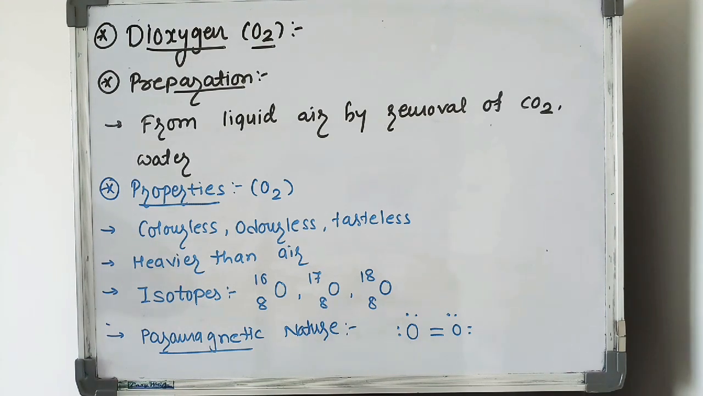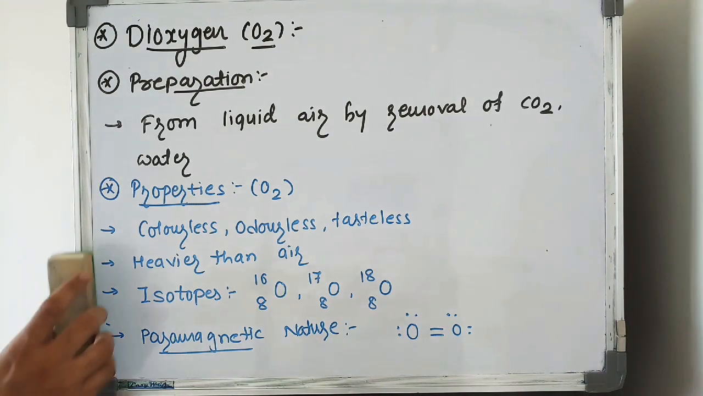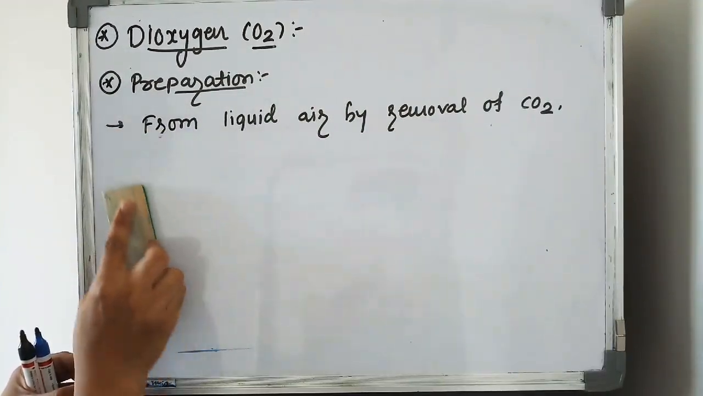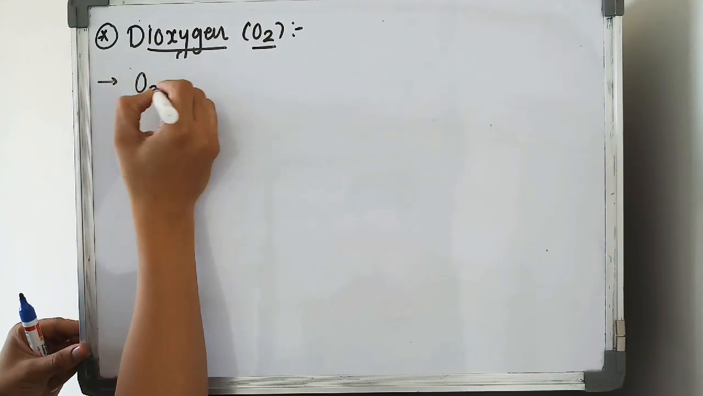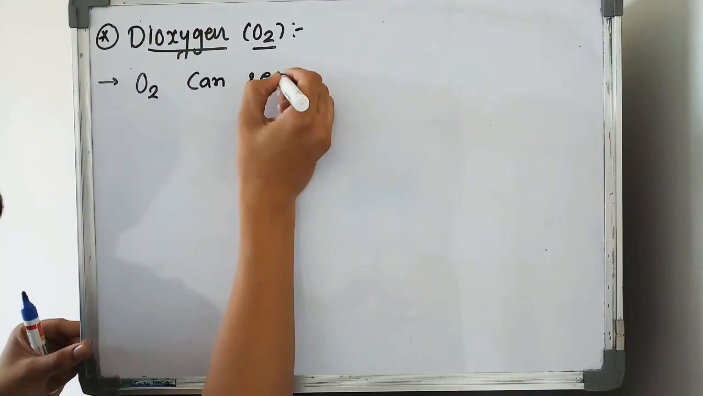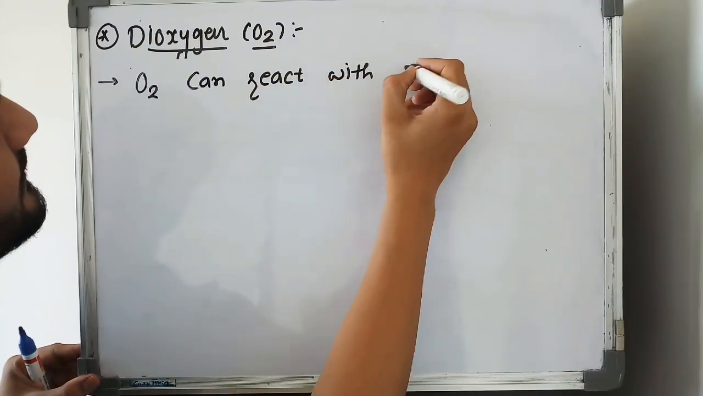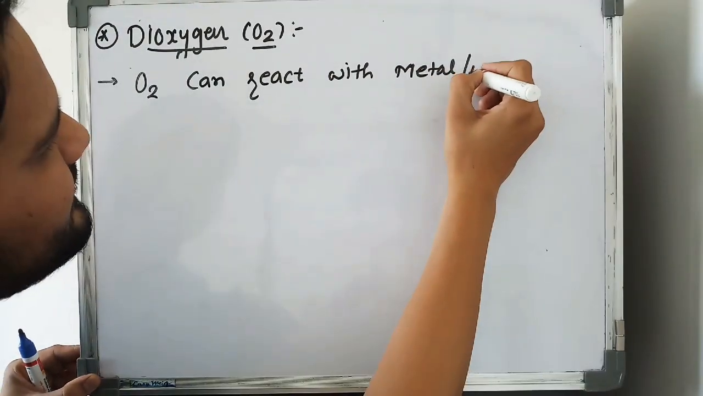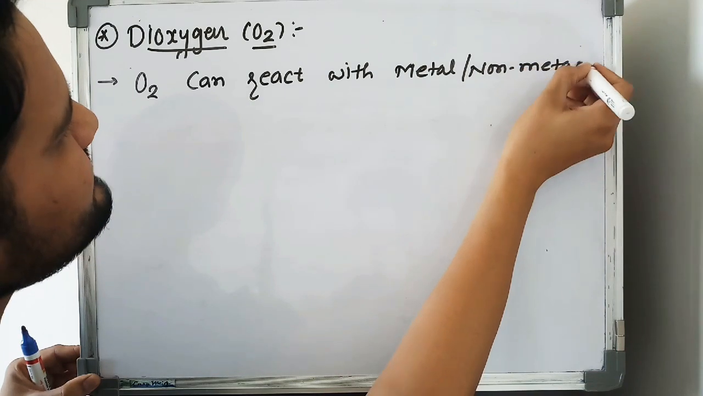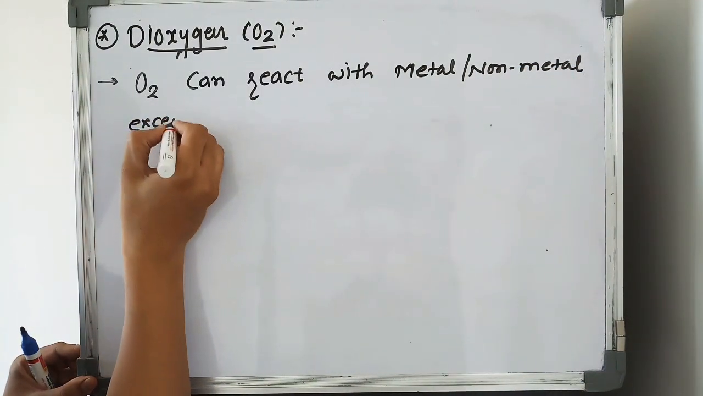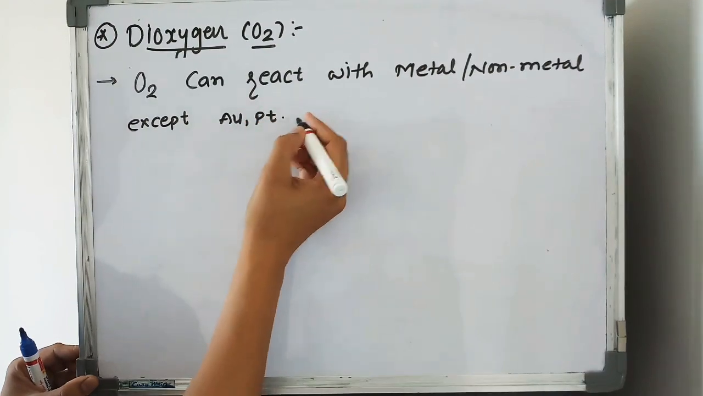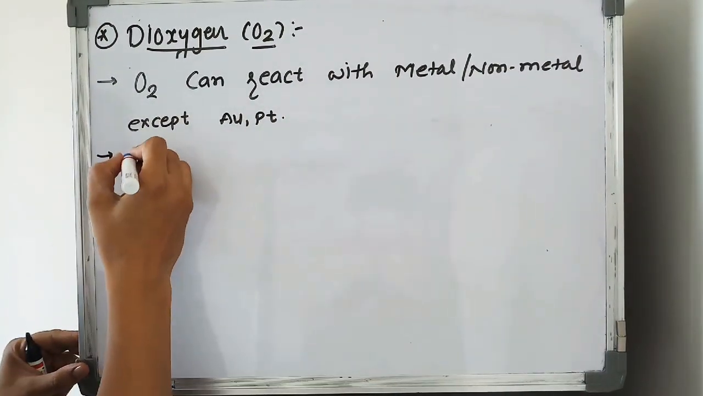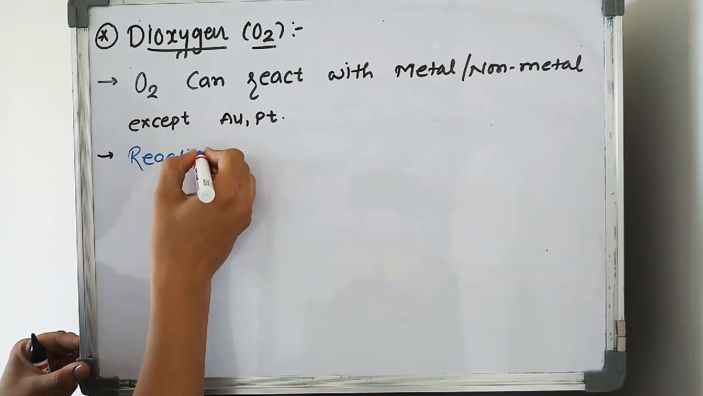Along with this, students, dioxygen can also react with metals as well as non-metals and semi-metals, except noble metals like Au and Pt. So first, the reaction of oxygen with metals.